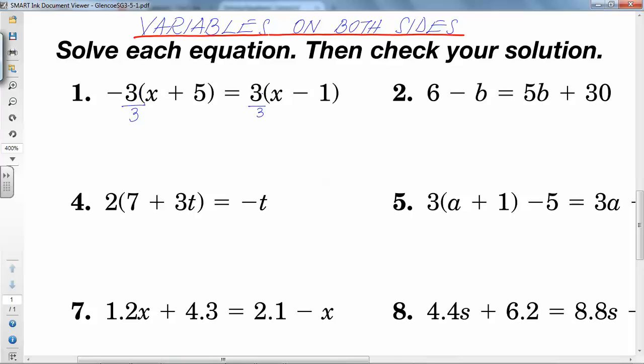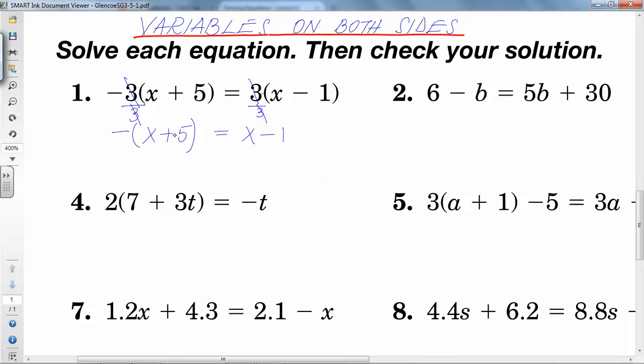Okay, and I know many of you were thinking about multiplying using the distributive property, right? Not necessary here, because I can divide both sides by 3. 3 divided by 3 is 1, 3 divided by 3 is 1. Your equation now becomes negative, outside the parentheses, (x plus 5) in the parentheses, equals x minus 1. No need for the parentheses.